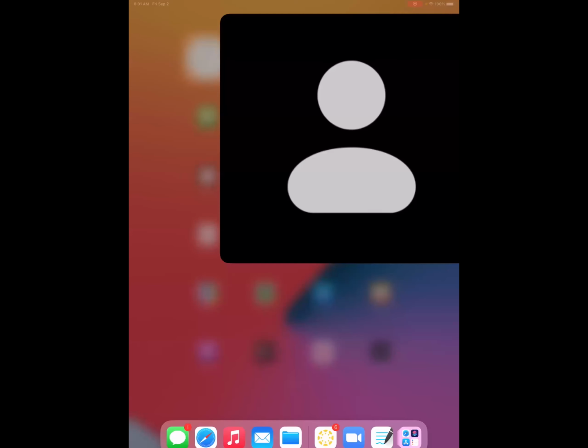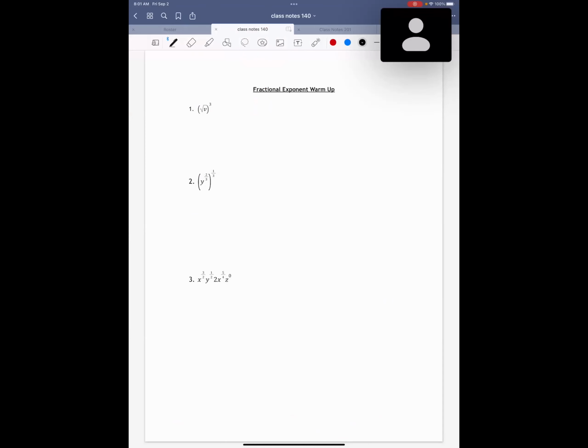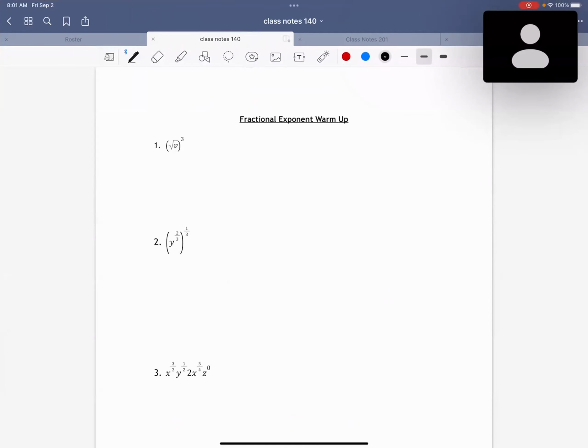I did promise we're gonna do a little bit more work with fractional exponents. So I actually have a little warm up for you guys. Since we're kind of jumping into this, I want you to work in groups of 2, 3, or 4, and try to work together. It's two-sided. It's not graded, so don't worry about that.